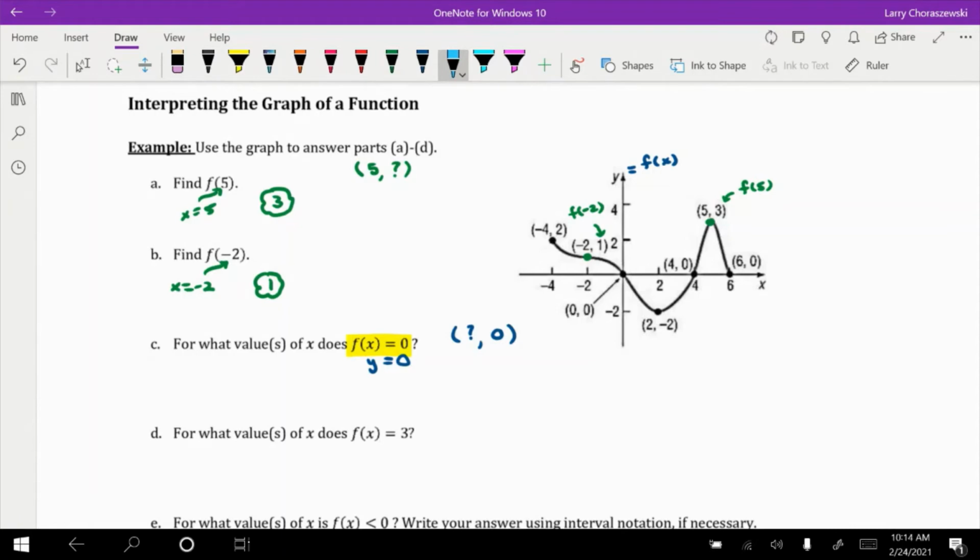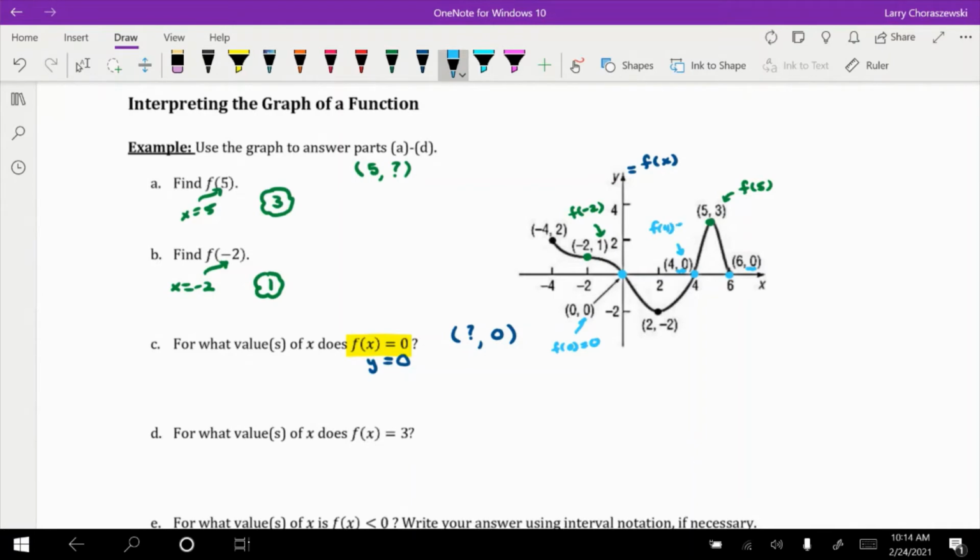Yeah, actually, how many points have a y coordinate of 0? Three of them. Yep. We've got (0, 0), (4, 0), and (6, 0). So these are all points in which the y coordinate is equal to 0. In other words, we could say that f of 0 is equal to 0. Actually, yeah, I'll write it this way. So f of 0 is 0.